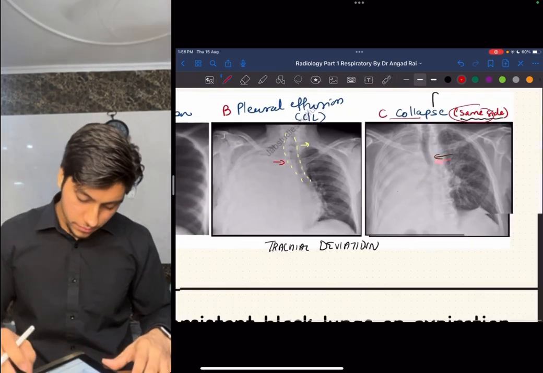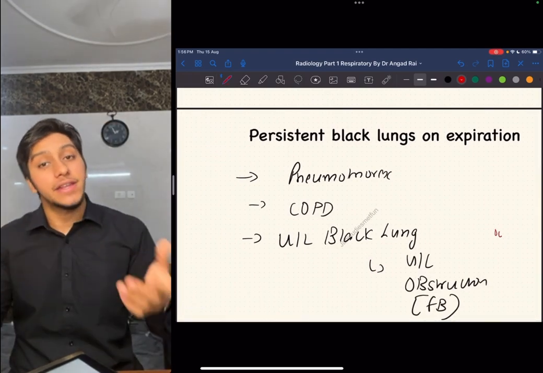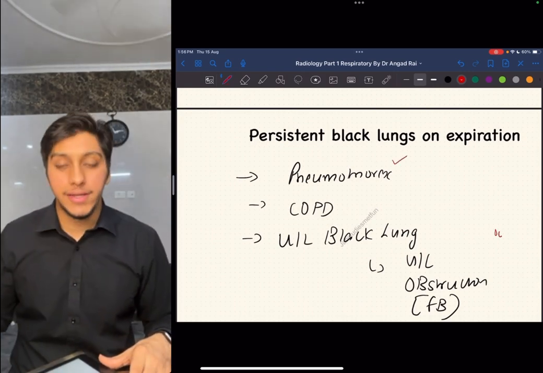Okay. Next guys, let's talk about conditions where you will see complete black, meaning air is there throughout, even at inspiration and expiration. One condition that we already discussed guys, is pneumothorax.